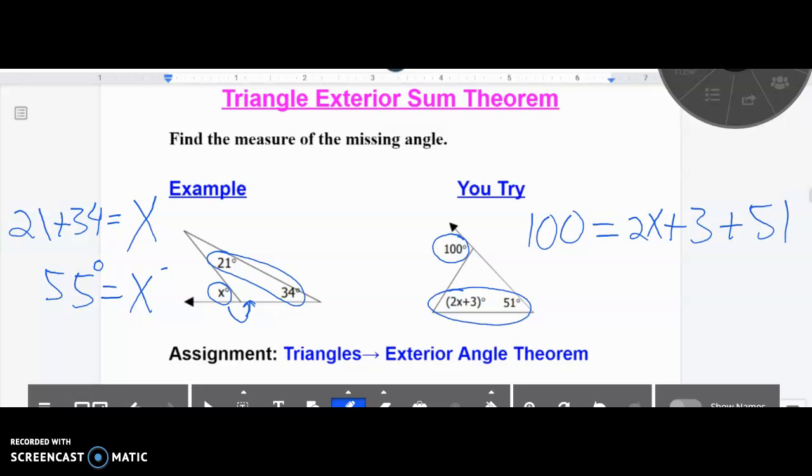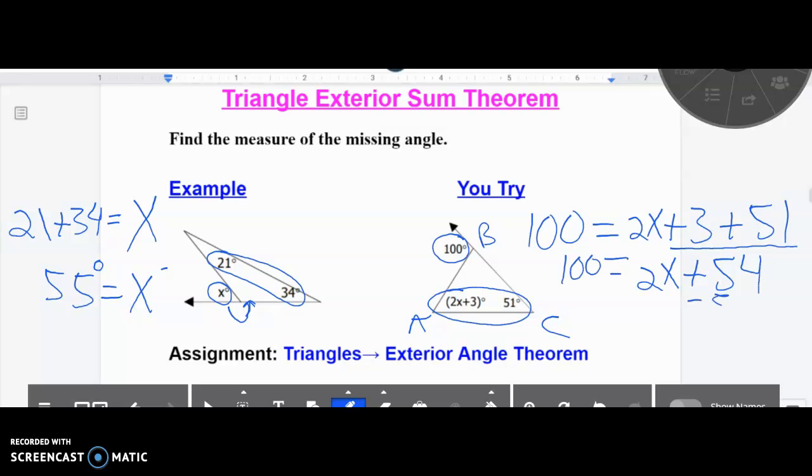So let's go ahead and solve for x. Okay? Oh, by the way, let's call this angle A, angle B, and angle C. Okay, let's just call them ABC. So then what you do is you have to combine these two. Okay? So 3 plus 51 gives you 54. Okay? Equals 100.